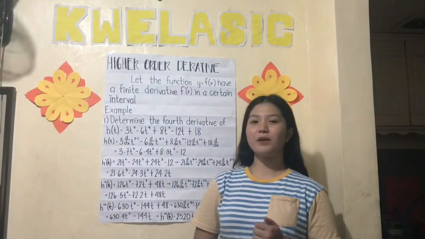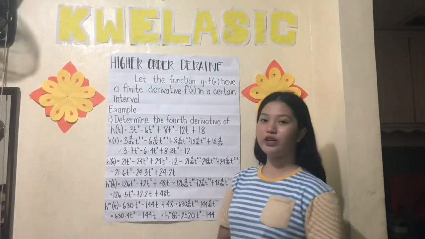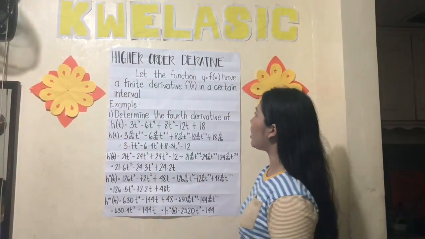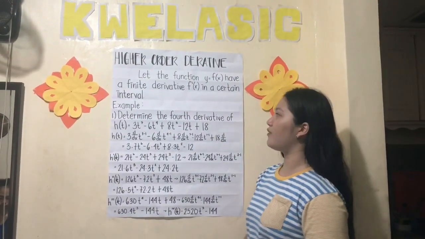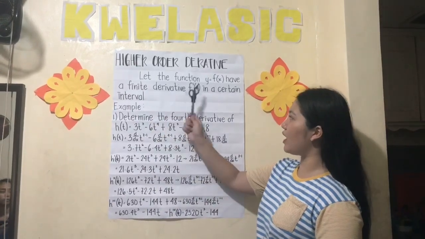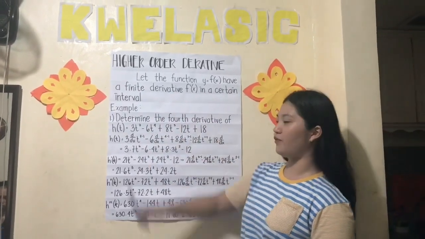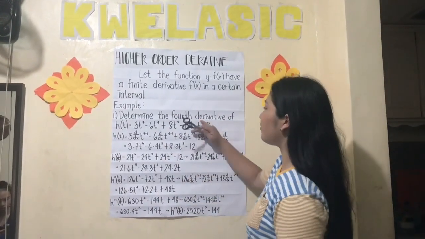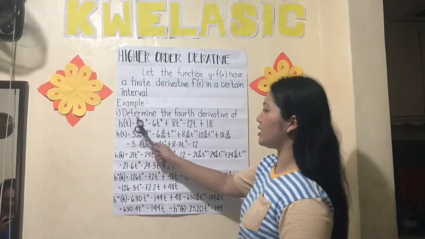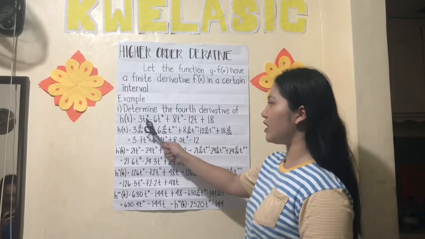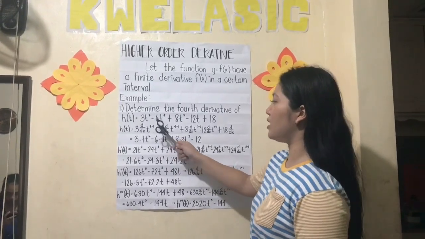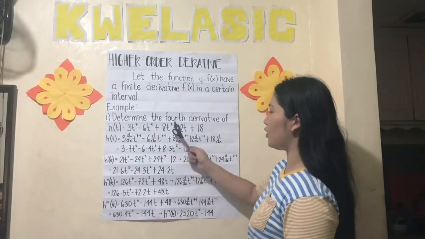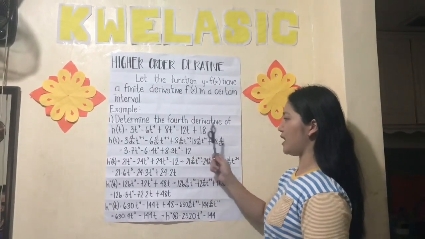So our first topic for today is all about higher order derivative. So higher order derivative, let the function y is equal to f of x have a finite derivative f prime of x in a certain interval. Example number one, determine the fourth derivative of h of t is equal to 3t raised to the power of 7 minus 6t raised to the power of 4 plus 8t cubed minus 12t plus 18.